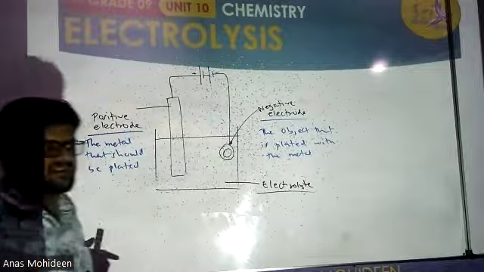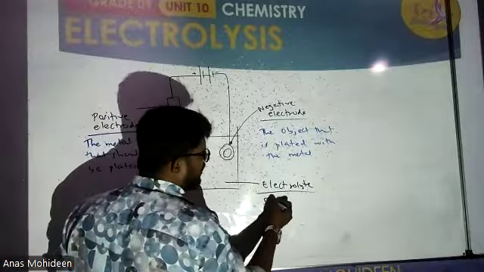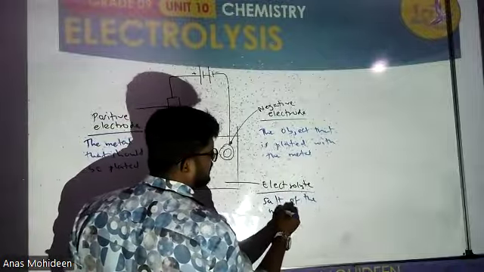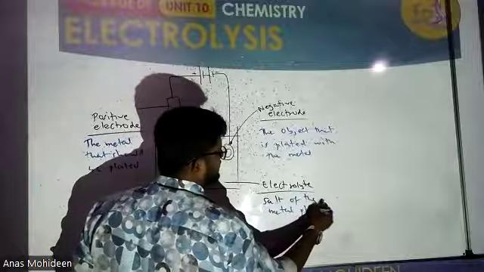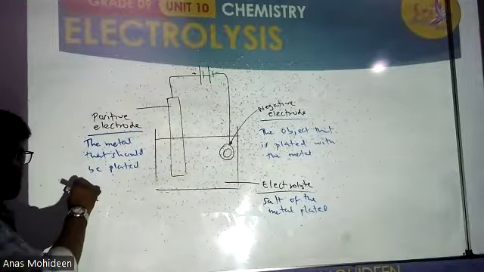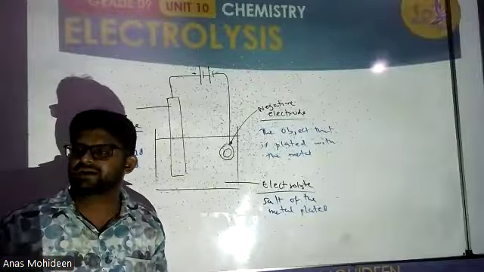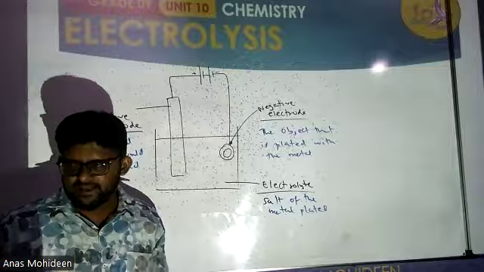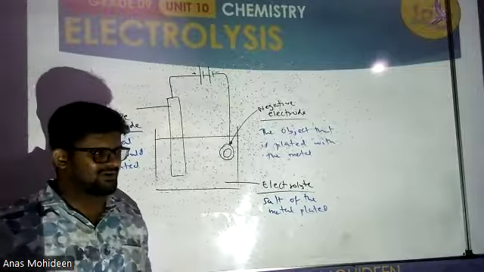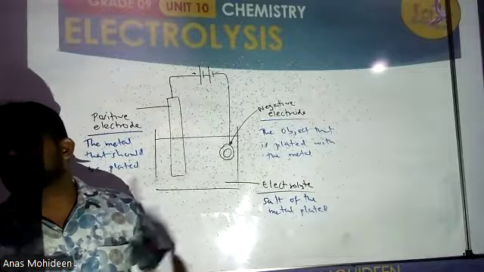The electrolyte should be a salt of the metal being plated. That metal-containing salt we have to use here. You understand that? For example, gold means gold salt, silver means silver salt. Any chemical compound containing that metal we have to use.